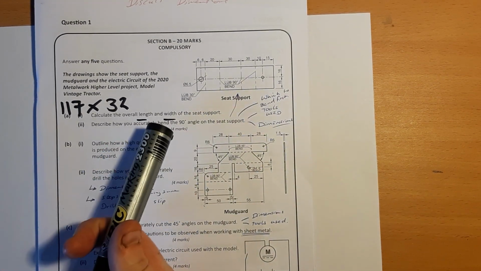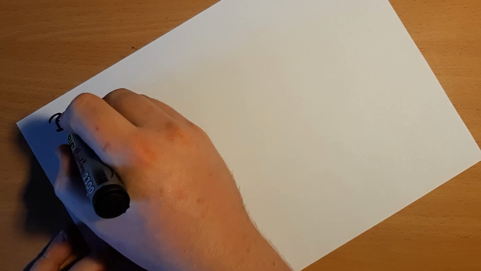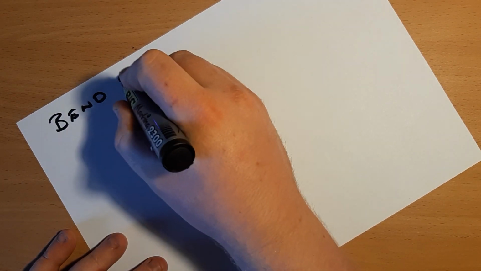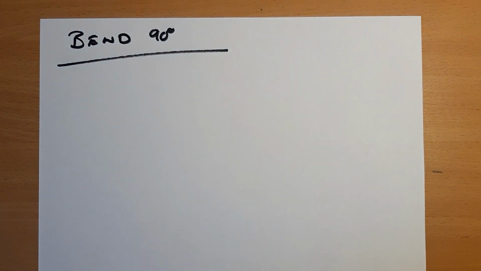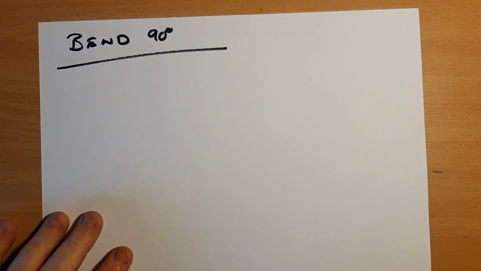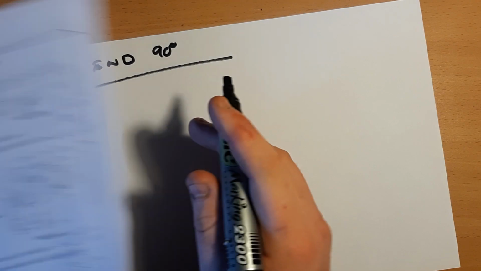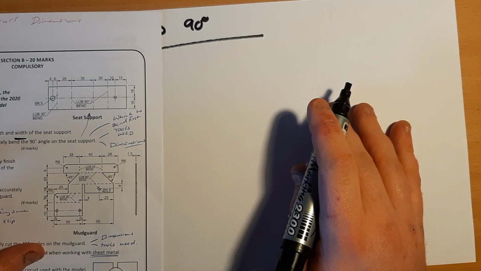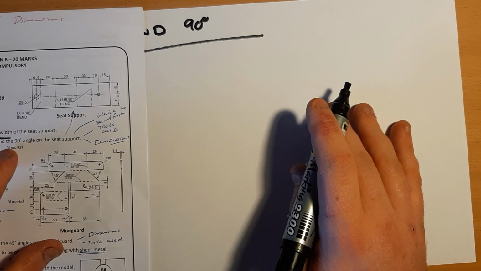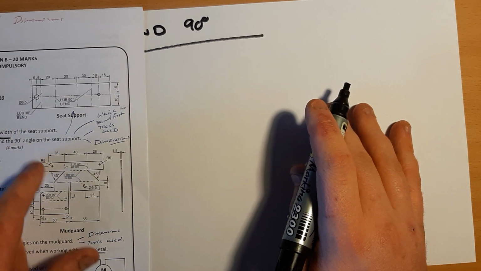Describe how you actually bend the 90-degree angle seat. A lot of people here left out simple things. So again, it's asking us, how do you bend the 90 degrees? You're going to talk about different things and try to mention a few dimensions here. You need to be talking in a bit of detail, how you bend the 90 degrees of the seat.